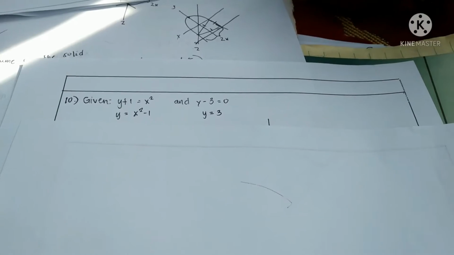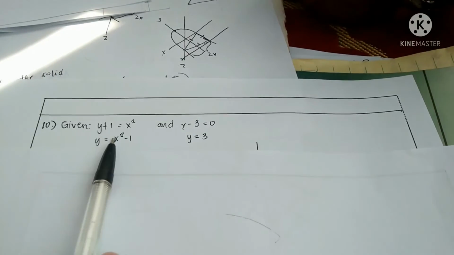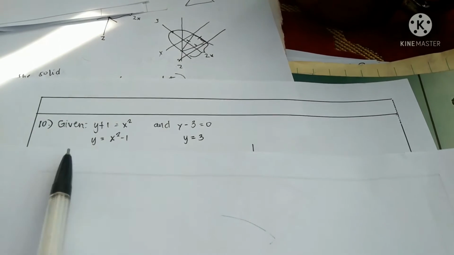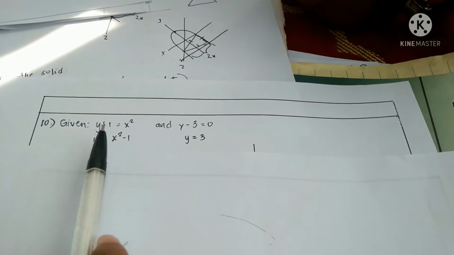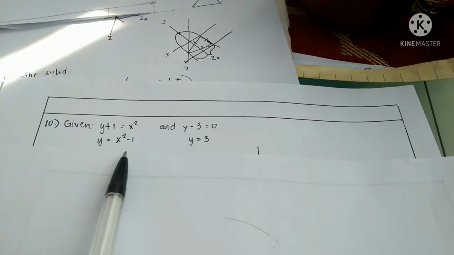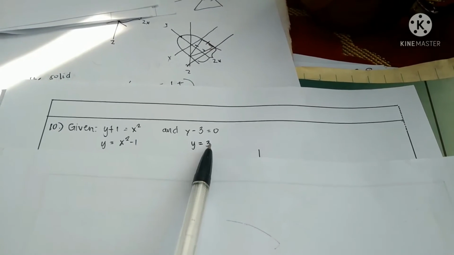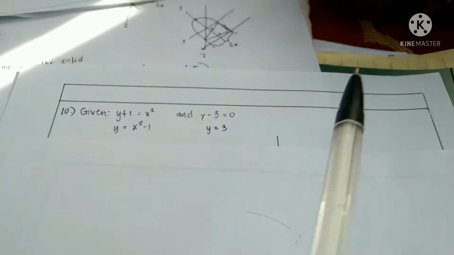So let's proceed to number 10. So the given is y plus 1 is equal to x squared and y minus 3 is equal to 0. So ito, magiging y is equal to x squared, transpose positive 1 to the right side. So magiging y is equal to x squared minus 1. So ito, i-equate natin to 0. So magiging y is equal to 3.